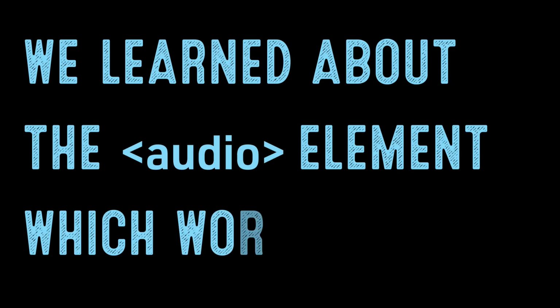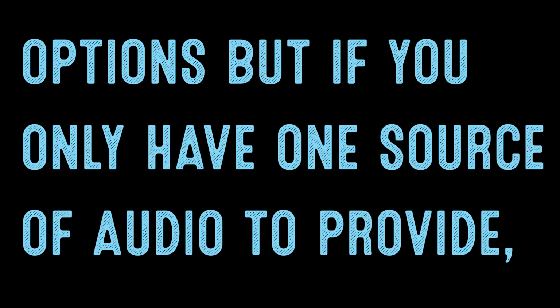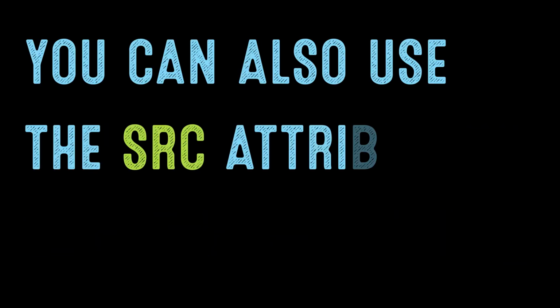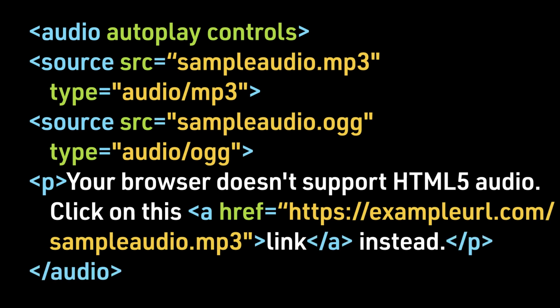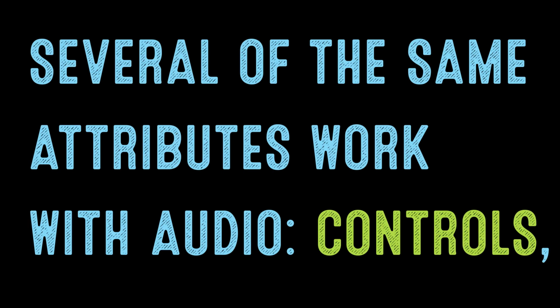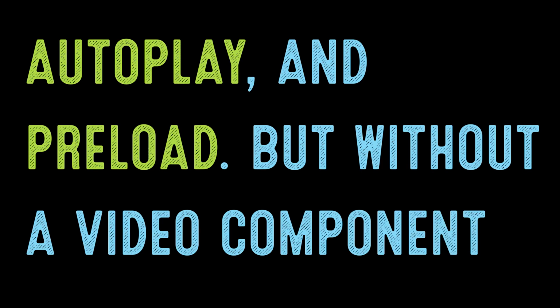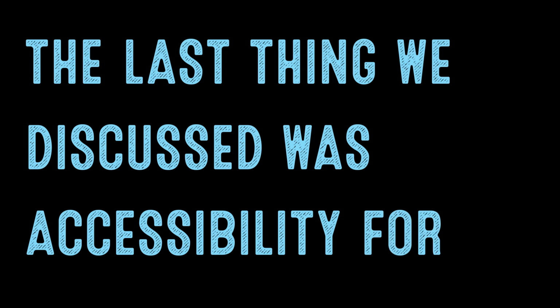We learned about the audio element, which works like the video element. We also use the source element to provide options, but if you only have one source of audio to provide, you can also use the source attribute. Several of the same attributes work with audio: controls, autoplay, and preload. But without a video component, it is unnecessary to control the width and the height, nor is it necessary to support the poster attribute. The last thing we discussed was accessibility for media files.